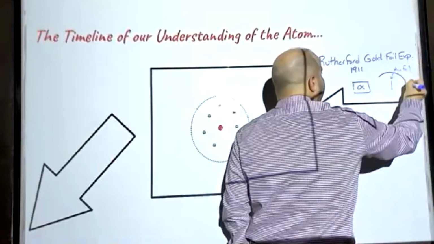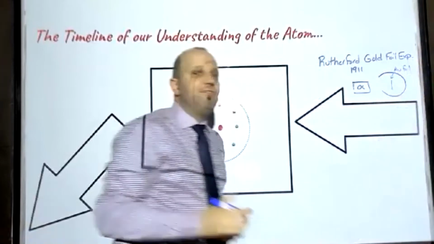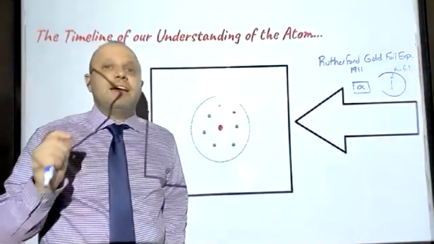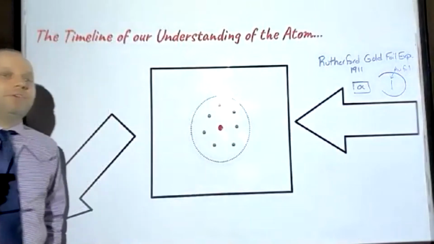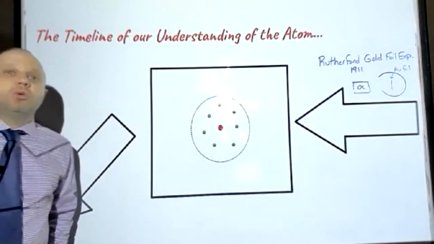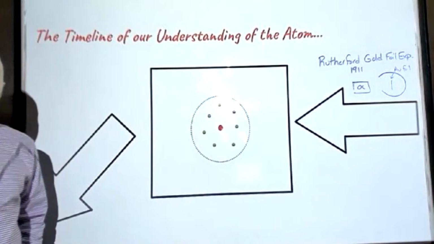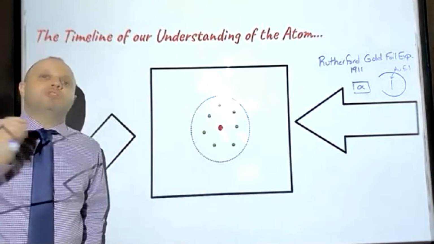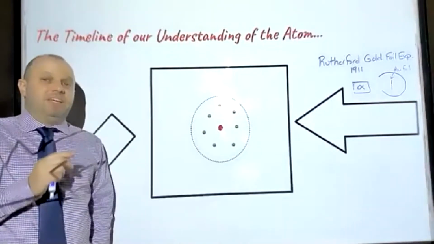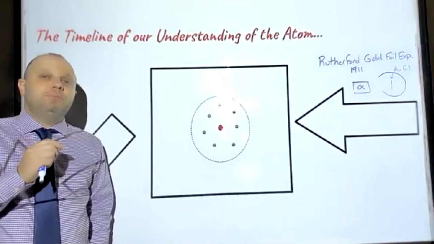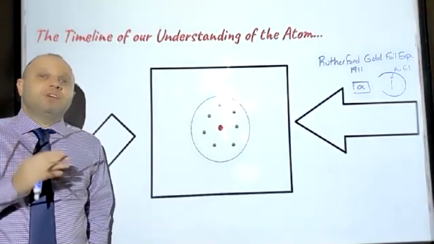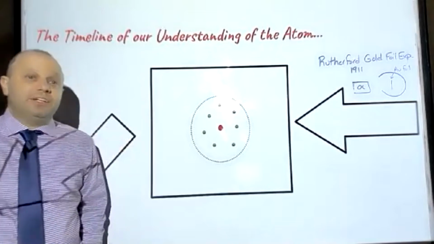And then behind this gold foil is a phosphorescent screen that will show a little burst of light every time one of these alpha particles hits it. What Rutherford noticed was that the overwhelming majority of these positively charged alpha particles went straight through the gold foil and did not hit anything. But every once in a while, one of these positive charges hit something, and you knew that it hit something because its trajectory was changed.